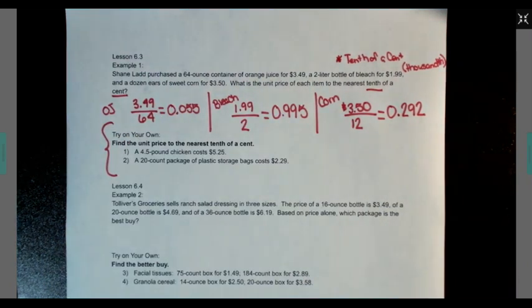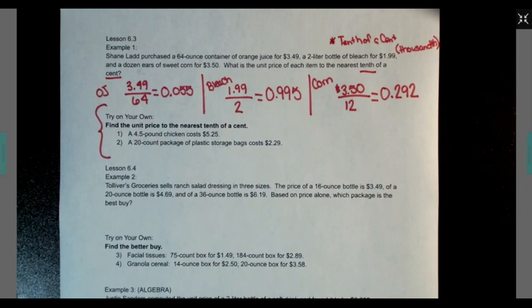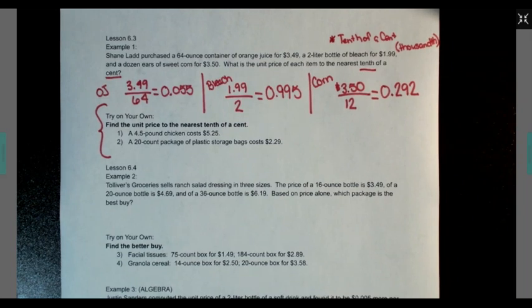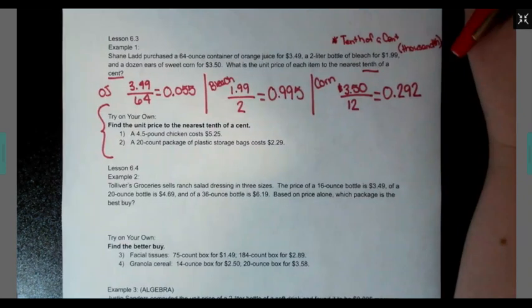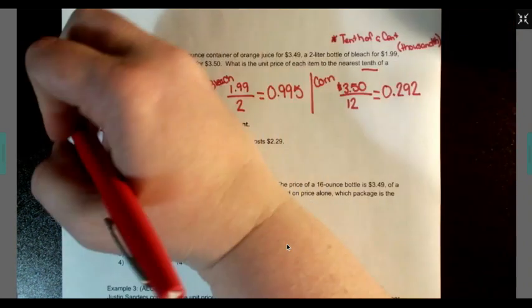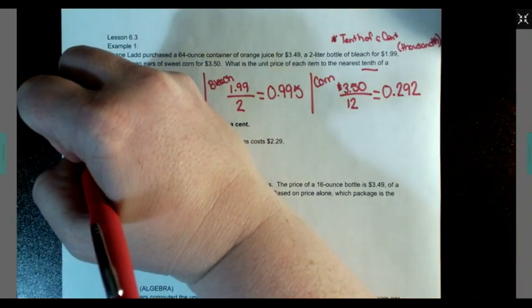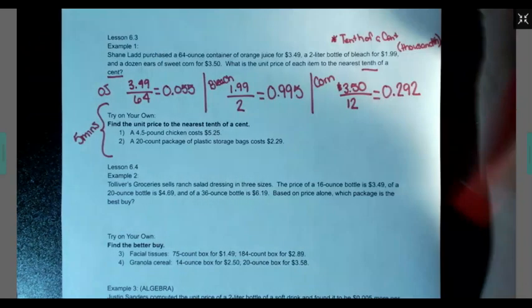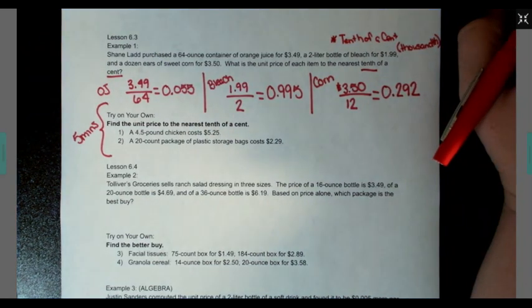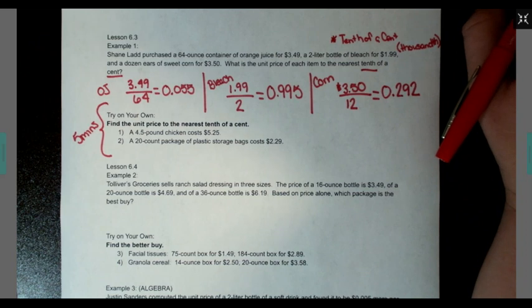You have 2 try on your owns. Again, they ask you to round to the nearest tenth of a cent. So go ahead and take about 5 minutes. Shouldn't take you much longer than that. Pause your videos to answer question 1 and 2. Try on your own.